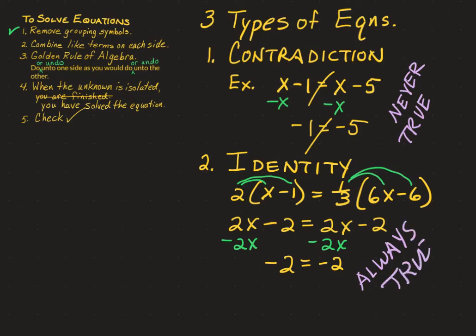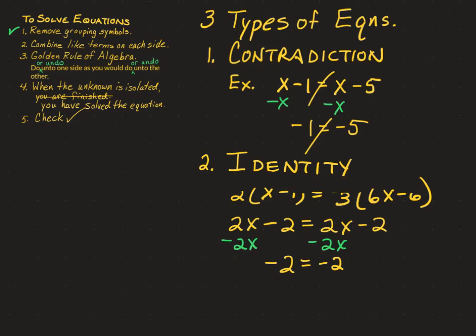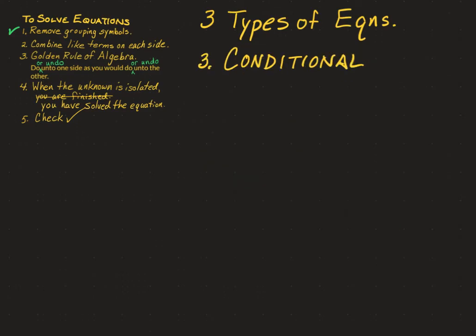Okay, but neither of those are particularly interesting. So let's get on to the third type of equation. The more interesting type of equation is a conditional. It is true for some values of the variable. And your job is to find out what those values are.